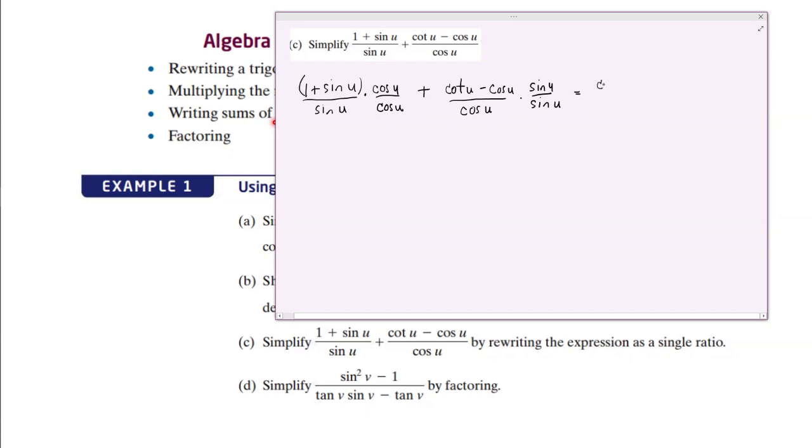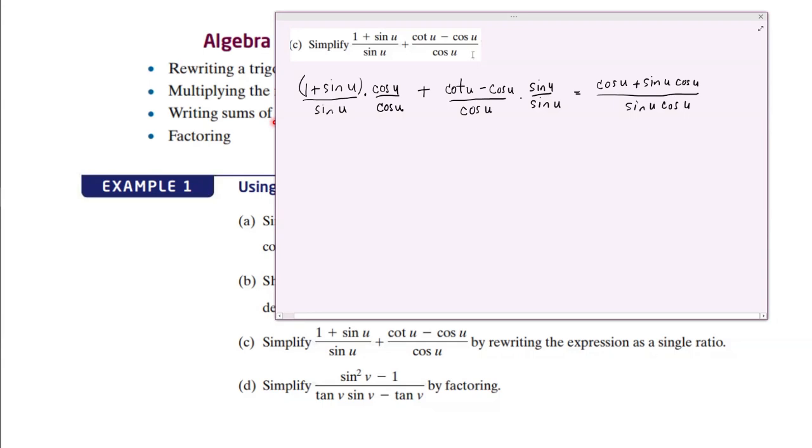So I end up with cosine u times 1 plus cosine u times sine u. I'll go ahead and write that as sine u times cosine u. Okay, and then this part, I'm going to distribute the sine u across these two here. Okay, so I'm going to distribute this part.